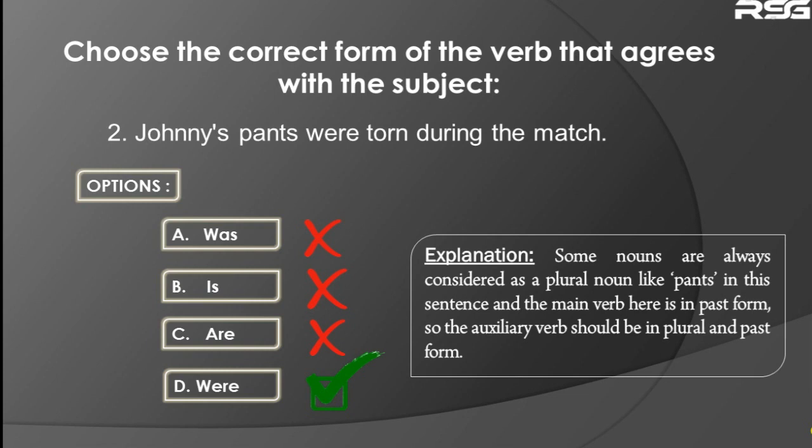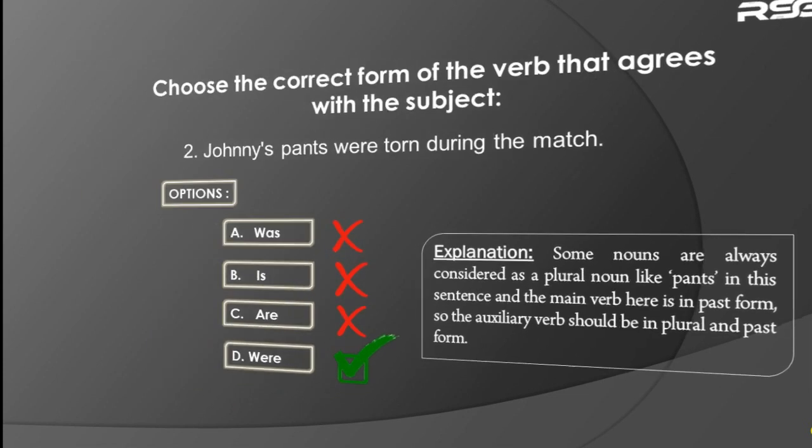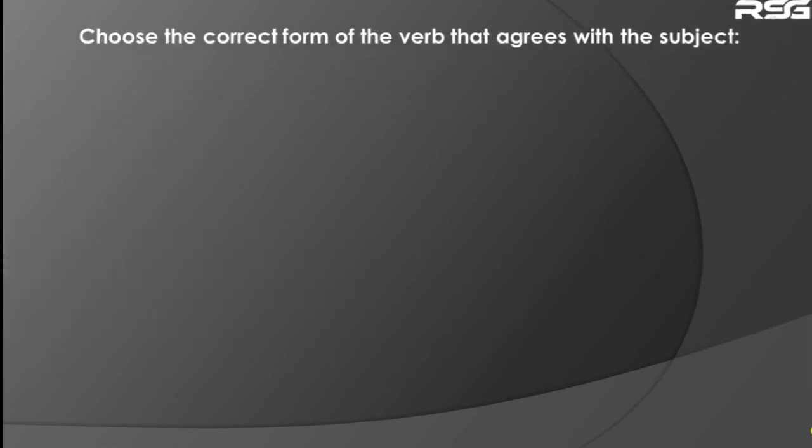Now let's see the third sentence. The third sentence is the jury dash not convinced.